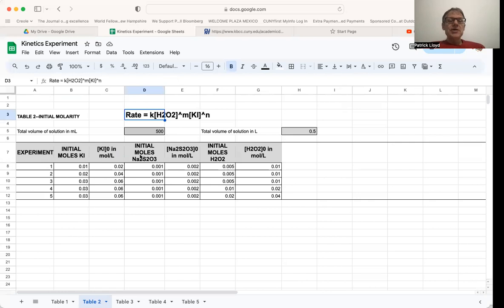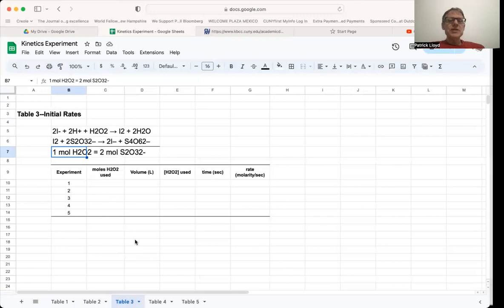Now, luckily, in table 2, we know how many moles of S2O3 were used because it's right here, initial moles of Na2S2O3. We're going to use it as the limiting reactant, which means that it will all be used up each time. And notice in each experiment, it's the same amount, 0.001 moles.